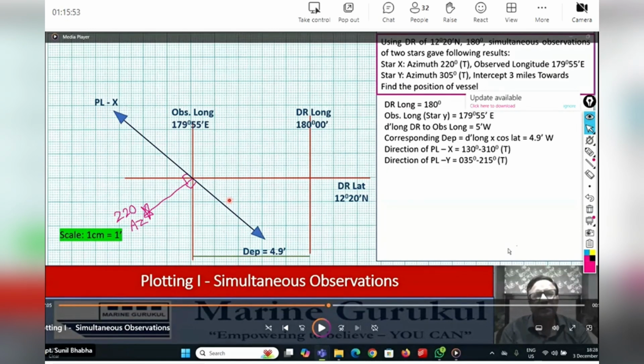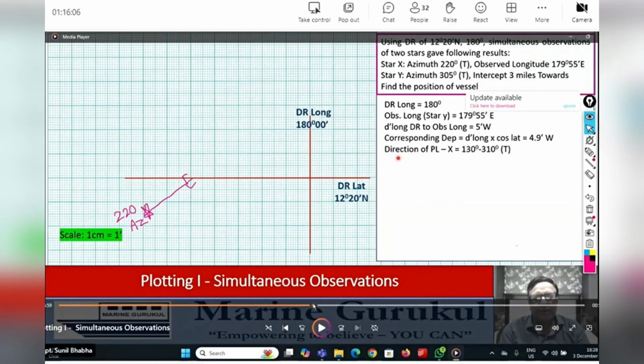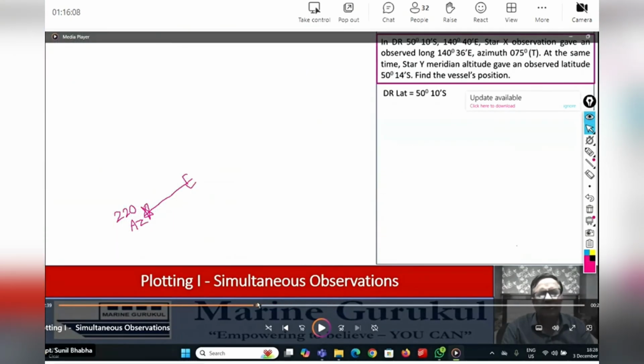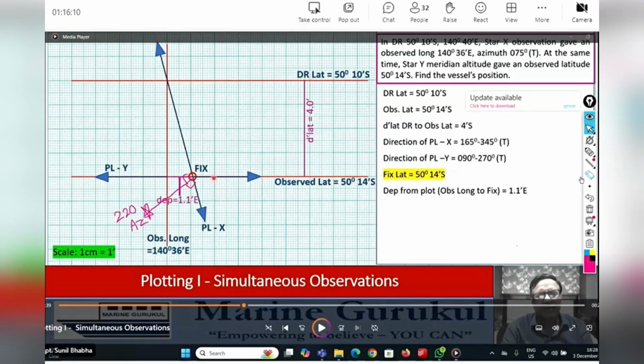Clear? Okay. Sir, excuse me. Go ahead, beta. Sir, in the last question we were talking about whether we can plot this DR long. If at all we are plotting, then again we have to find its departure to plot, right? So let's plot it, beta. You are having this doubt again and again. Let's plot it. We will plot it now.